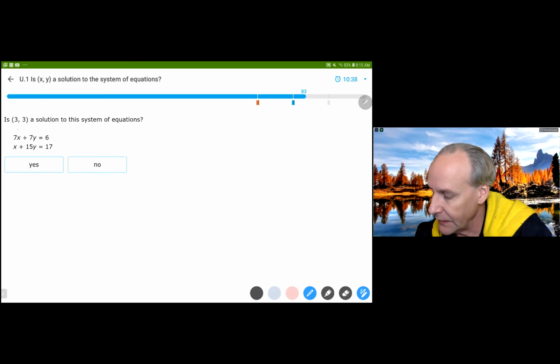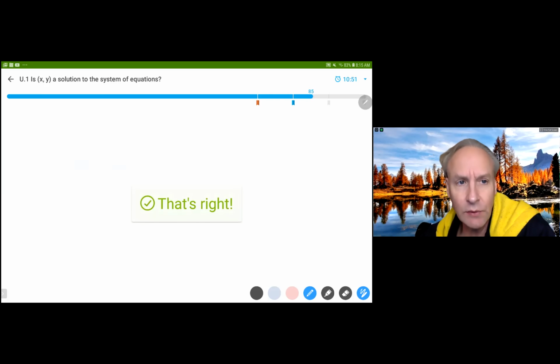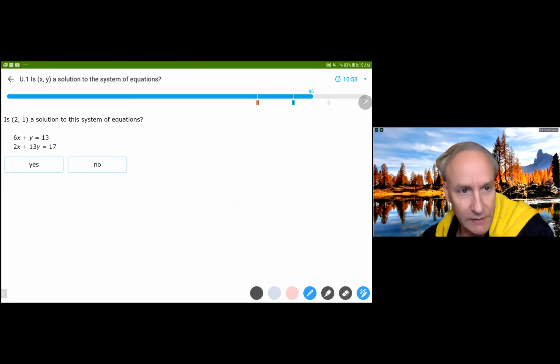All right, we have a 3 and a 3. 21 and 21 makes 42. That's not true. 3 and 45 is not 17. It's not true for either one. That is a no. And you want to be able to recognize this a little bit right away.